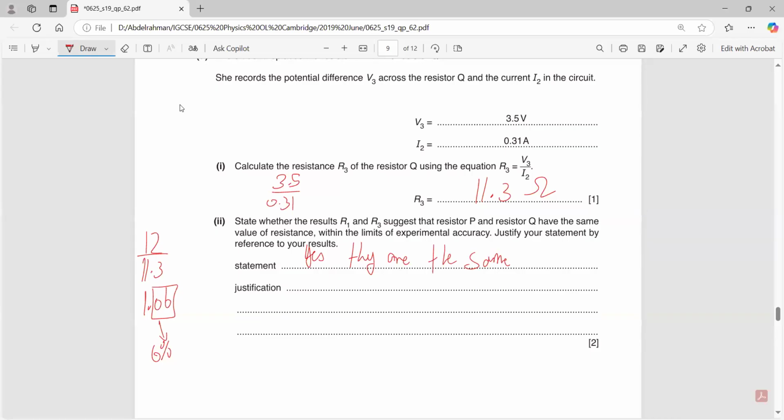And the justification, you have to say that the values are close and within the limits of experimental accuracy.